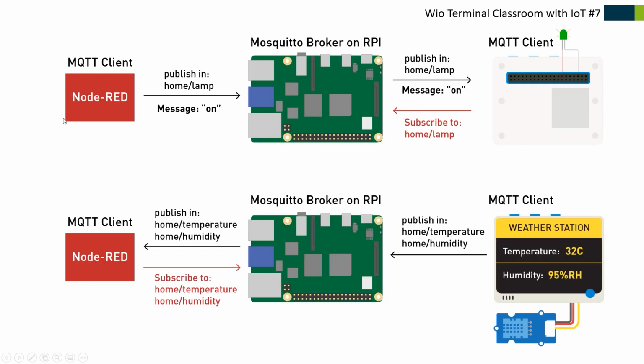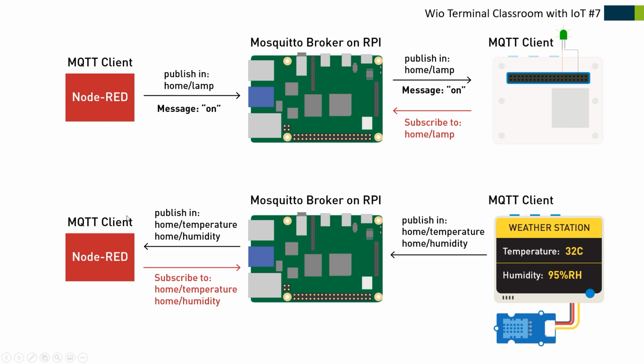In this tutorial, we will use Node-RED to control an LED connected to the Wio Terminal, and also use Node-RED to display the temperature and humidity sensor information from the DHT11 sensor connected to the Wio Terminal. In the first scenario, the Wio Terminal is subscribed to the home lamp topic, and when we send a message on this topic on the Mosquitto Broker, that message will be sent to the MQTT client here, which is the Wio Terminal, to turn on the LED.